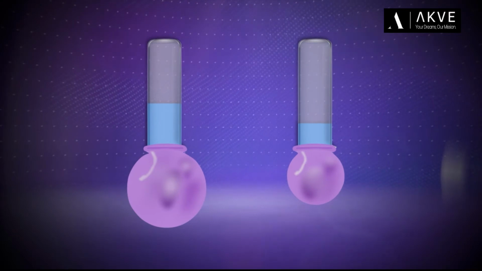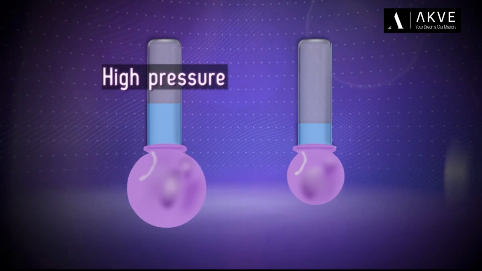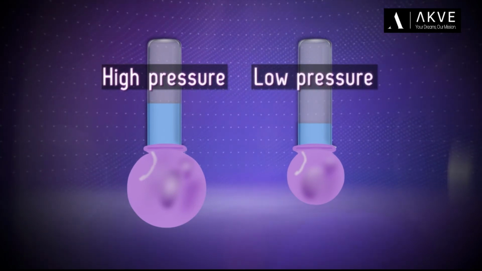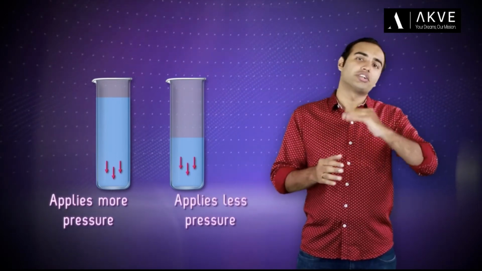This means that the pressure acting on the base is high when the liquid column is tall, and the pressure acting at the bottom is low when the liquid column is short. So after that activity, guys, I'm sure there is no doubt left anymore. A taller liquid column applies more pressure at the bottom as compared to a shorter liquid column. And on that note, let's end our video today.